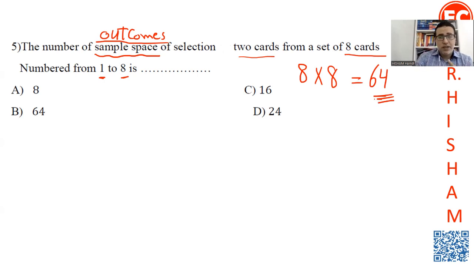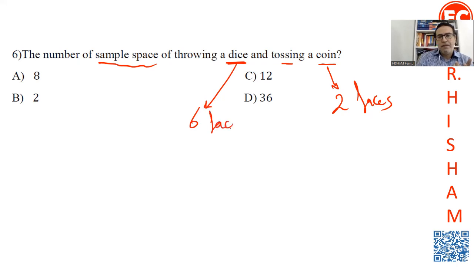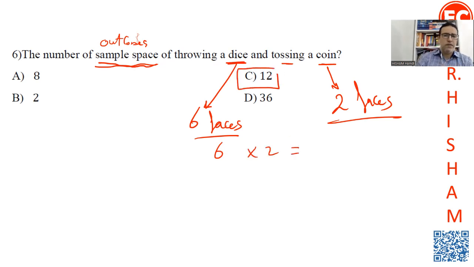The same question comes in another version, asking about the sample space of throwing a dice and tossing a coin. In the coin, I have 2 faces, head and tail. And in the dice, I have 6 faces, from 1 to 6. So the number of outcomes, or the number of the sample space, is 6 multiplied by 2, which is equal to 12.